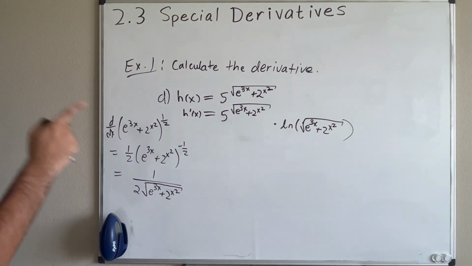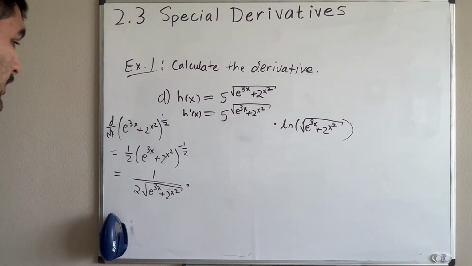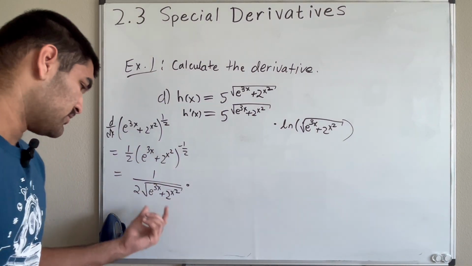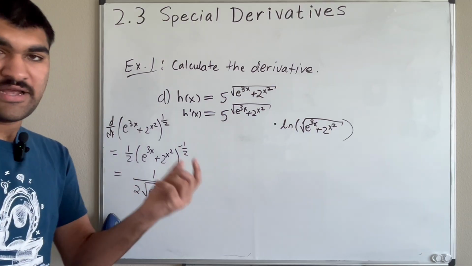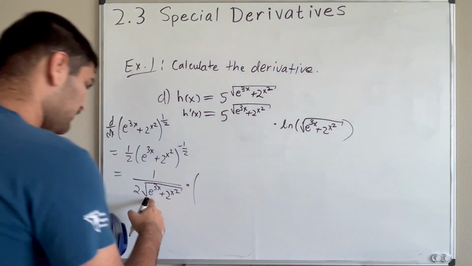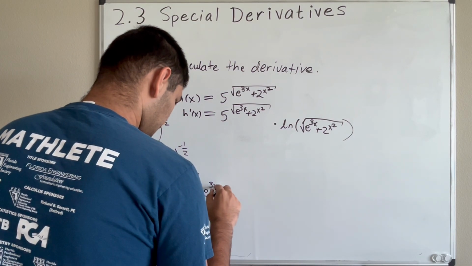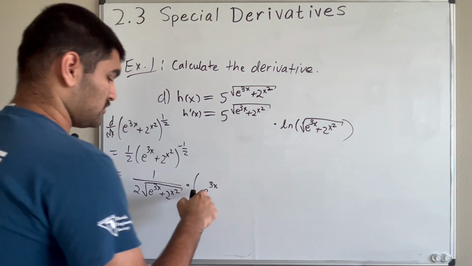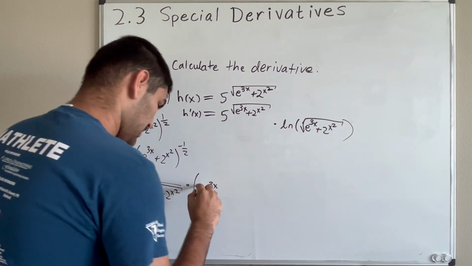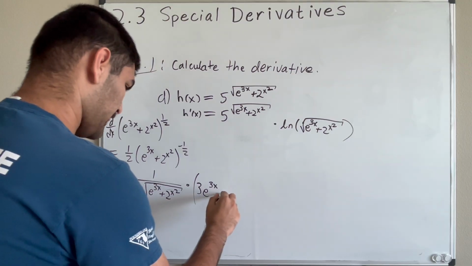All right, but we're not done, because we still have to use the chain rule again, because we now have to multiply by the derivative of the expression inside the square root, namely e to the 3x plus 2 to the x squared. So the derivative of e to the 3x is just equal to e to the 3x, and then again we have to use chain rule, so we have to multiply with the derivative of 3x, but the derivative of 3x is simply just 3. Okay, so the derivative of e to the 3x is just 3e to the 3x.